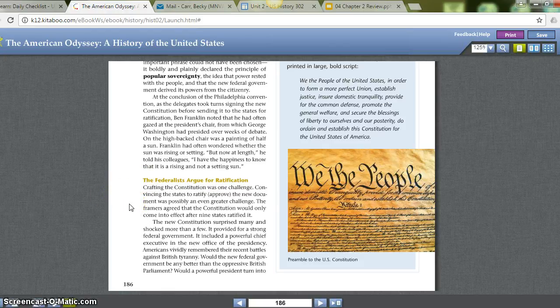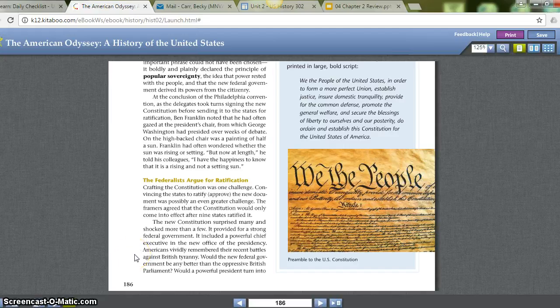Crafting the Constitution was one challenge. Convincing the states to ratify, which means approve, the new document was possibly an even greater challenge. The framers agreed that the Constitution would only come into effect after 9 states ratified it. The new Constitution surprised many and shocked more than a few. It provided for a strong federal government, and included a powerful chief executive in the new office of the presidency.